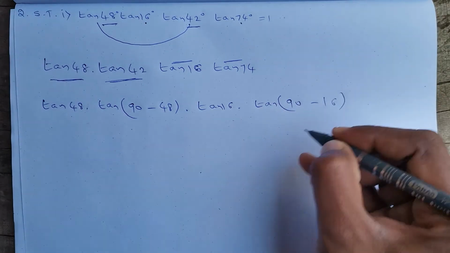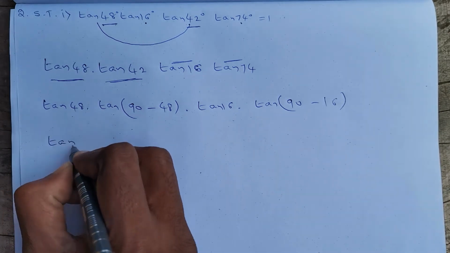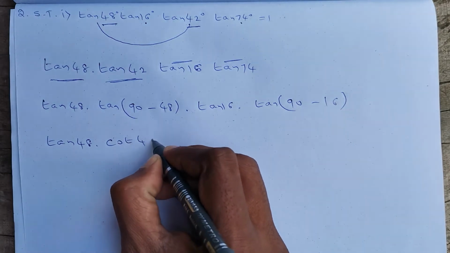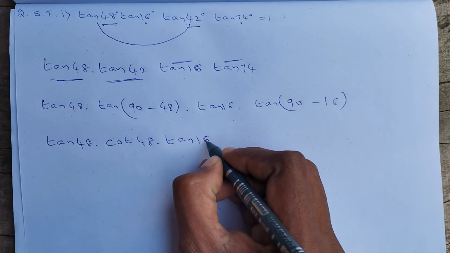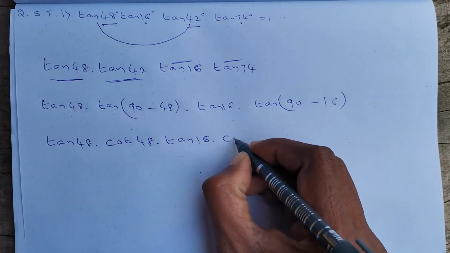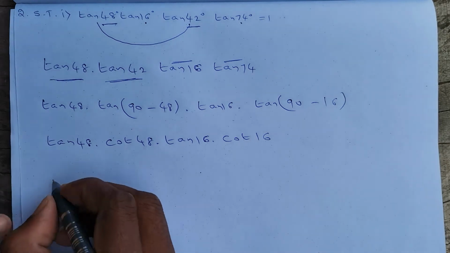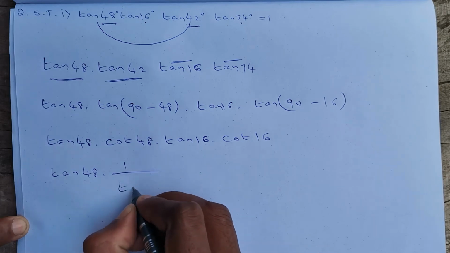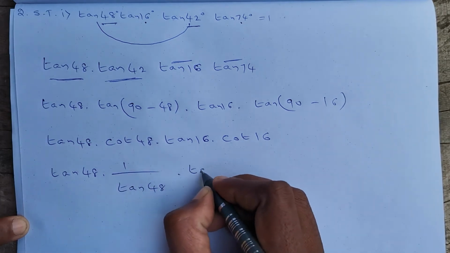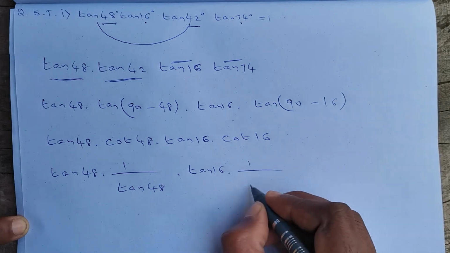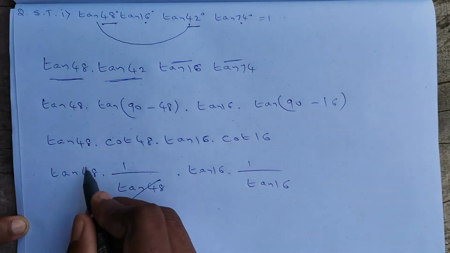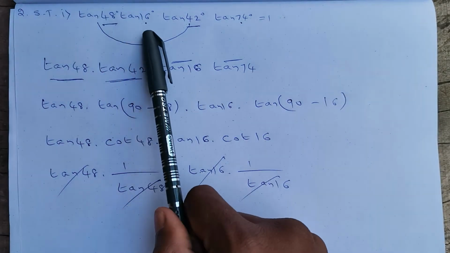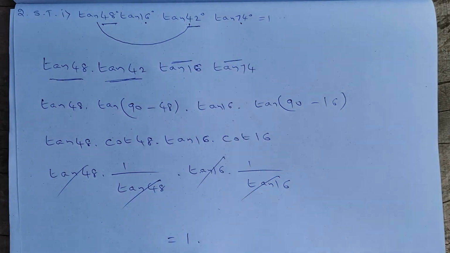Okay, now tan 48 as it is, times tan of 90 minus 48, cot 48, into tan 16 into tan of 90 minus 16, cot 16. Now tan 48 as it is, cot 48 can be written as 1 by tan 48. Then tan 16 as it is, cot 16 can be written as 1 by tan 16. Here tan 48 cancels, tan 16 cancels. So we remain with 1. So the value of tan 48 into tan 16 into tan 42 into tan 74 is 1.